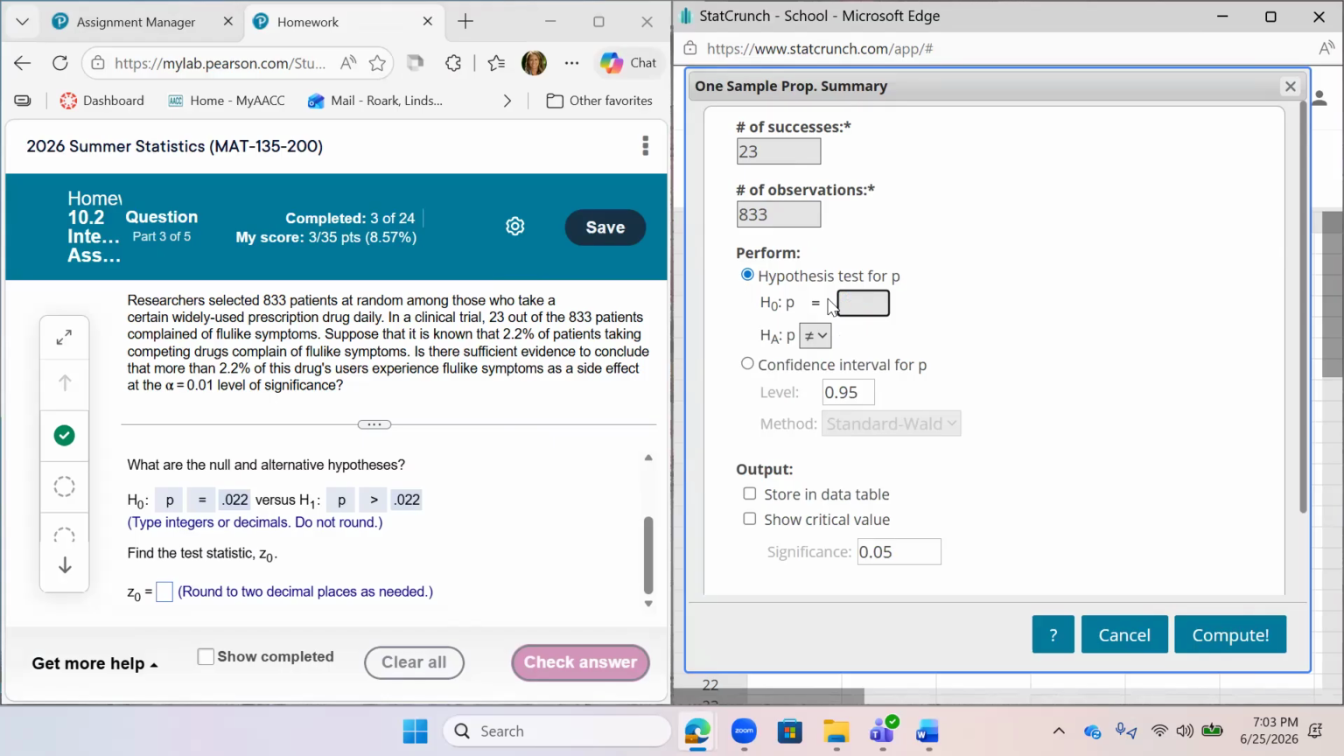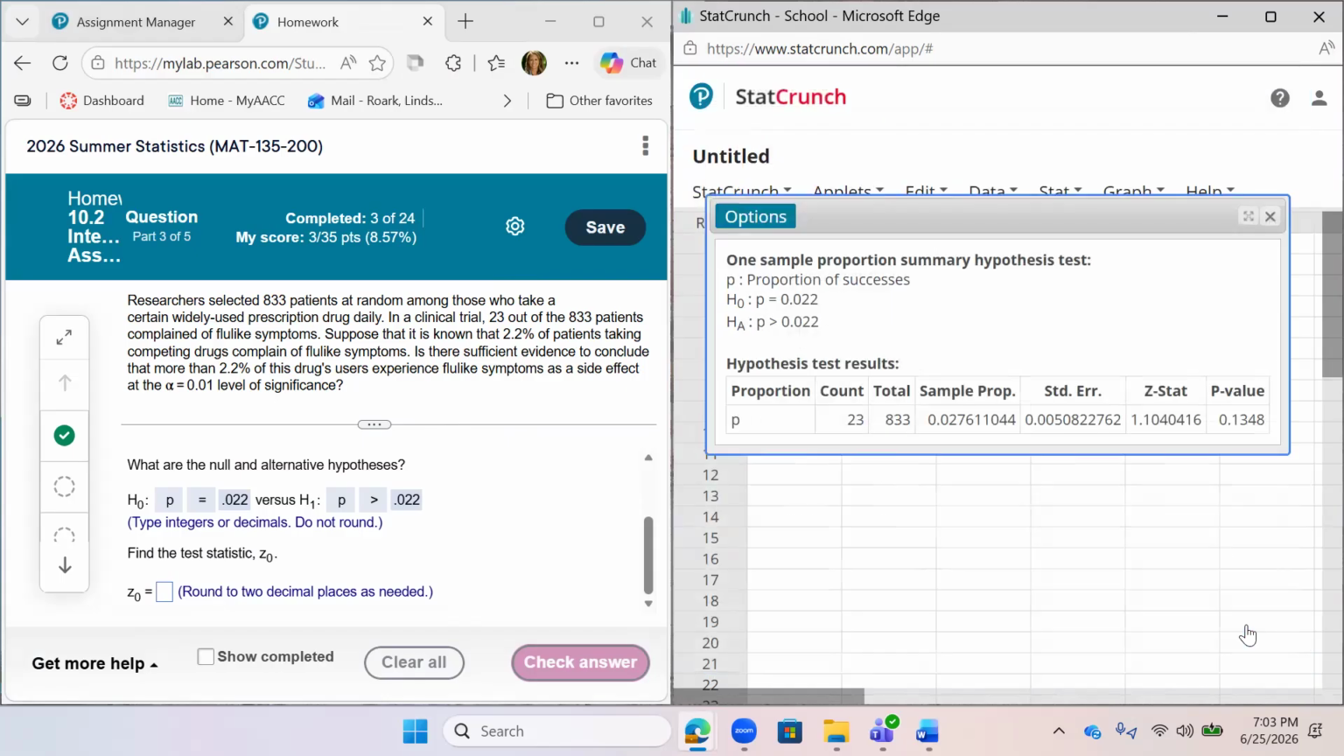this proportion: the null hypothesis is 0.022. Whatever we had for our null hypothesis, we just enter that value in here. And you do want to make sure the alternative matches what we're talking about, if there was more than 2.2%. So our alternative is greater than 0.022. Once you have that, that's all you need. You just go ahead and click Compute, and let's see what we have.